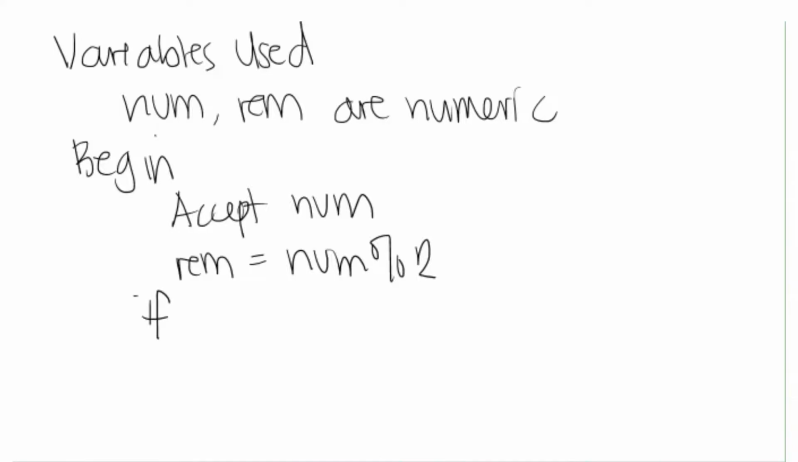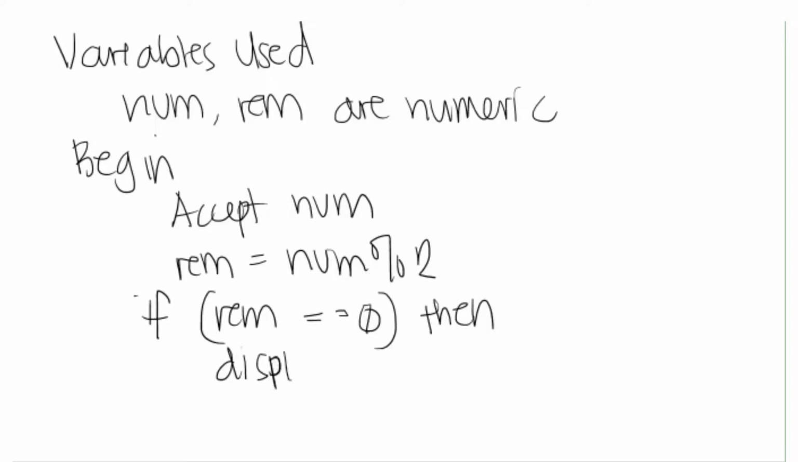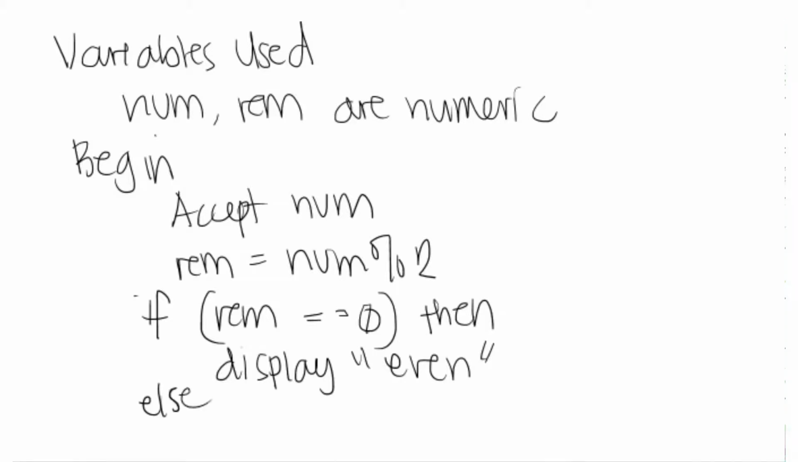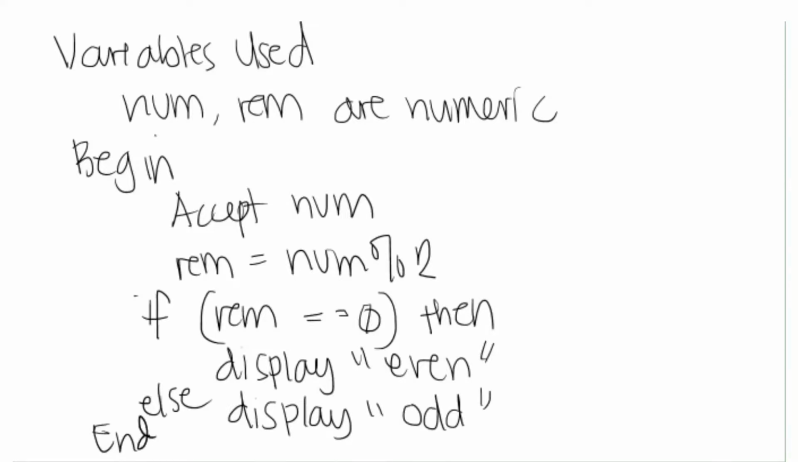So the if condition will be rem is equals to 0, let's put a parenthesis. Then we're going to display the value is even. Else, we're going to display odd. And then we have end.